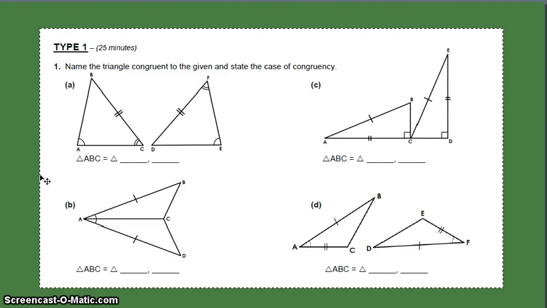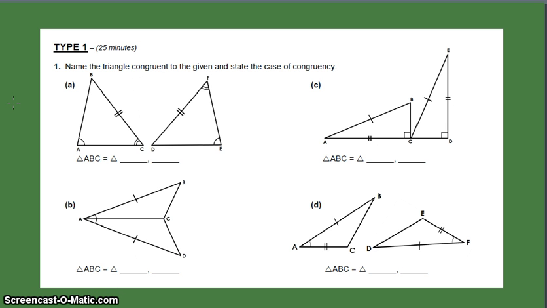Let's continue with our discussion on congruent triangles. So these are the examples. We will try to identify if two triangles are congruent or not. We already solved letter A and found the congruent triangles and the reason. So let's proceed now to letter B.